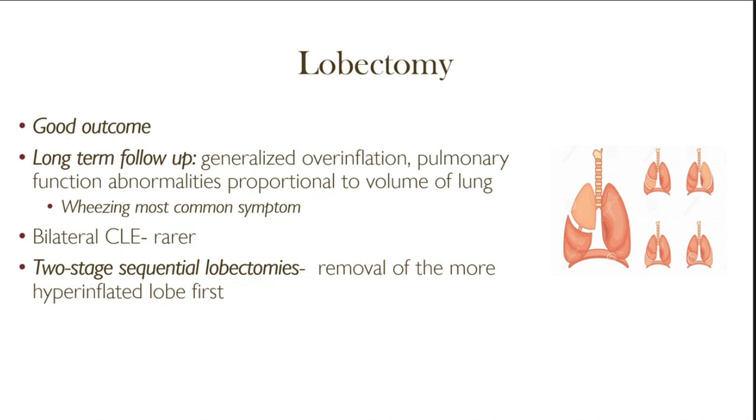Case series show good outcomes for symptomatic patients managed with surgery. In long-term follow-up, patients treated with surgery may have generalized overinflation and chest radiography and pulmonary function abnormalities that are proportional to the volume of lung that was excised. Wheezing is the most common clinical symptom. Bilateral CLE is rarer, and in this case, two-stage sequential lobectomies are recommended, wherein the more inflated lobe is removed first.